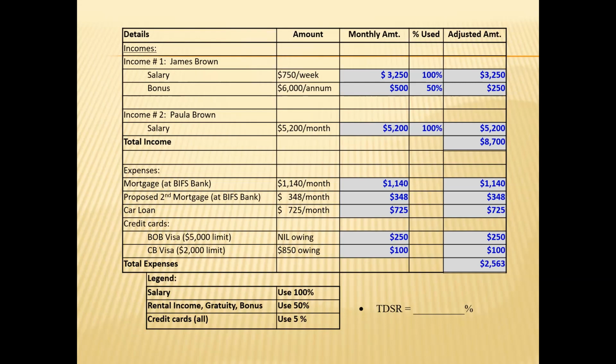2,563. What do we get as TDSR? 29.46. 29.46 or 29.5, yes. Now some of you might round it up to 30%. I personally prefer to round it up to the highest decimal, but either one of those three would work. 29.46, 29.5, or 30%.